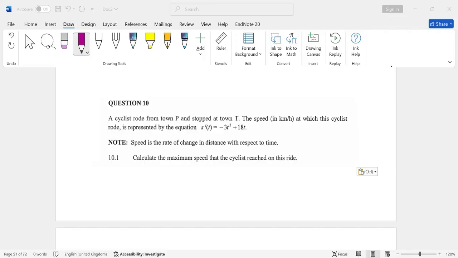Now, the next question is question number 10. A cyclist rode from town P and stopped at town T. The speed in kilometers per hour at which the cyclist rode is represented by the equation s prime of t equals minus 3t squared plus 18t. We have a note from this question: speed is the rate of change in distance with respect to time, as you know. Question 10.1: calculate the maximum speed that the cyclist reached on this ride. Let's solve this question.